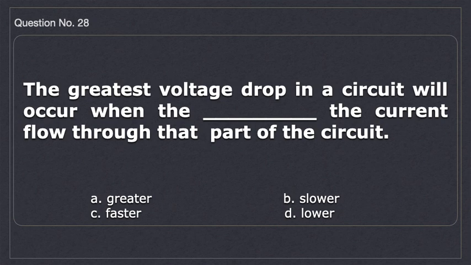Question number 28. The greatest voltage drop in a circuit will occur when the current flow through that part of the circuit is A. Greater, B. Slower. C. Faster, D. Lower. Answer A. Greater.